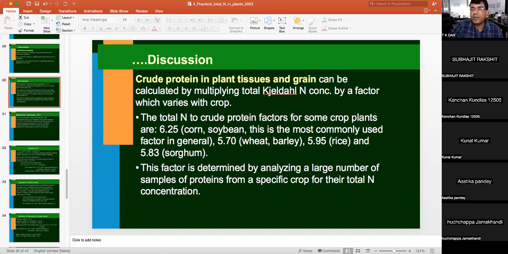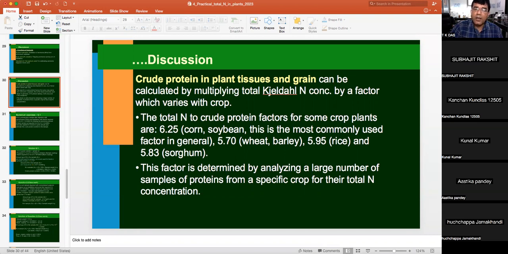But the point is related to protein, because proteins in general contain 16% nitrogen. So any protein, in general, contains 16% nitrogen. So 100 divided by 16, that is why we have 6.25. It means nitrogen percentage into 6.25, we can get the protein percentage.